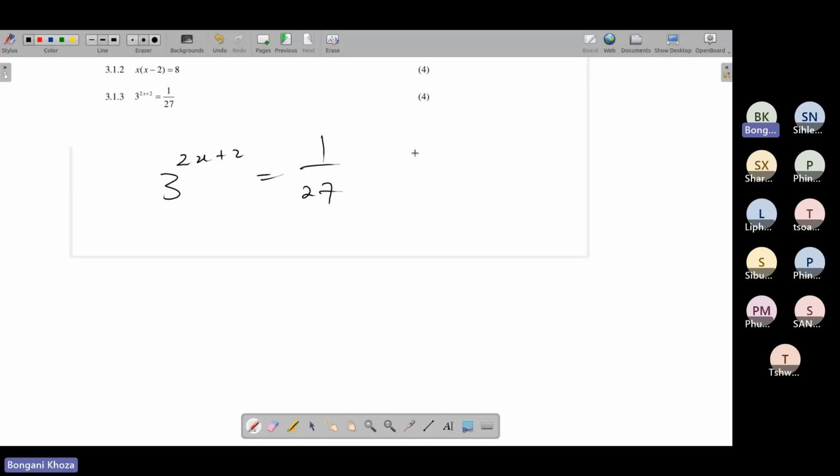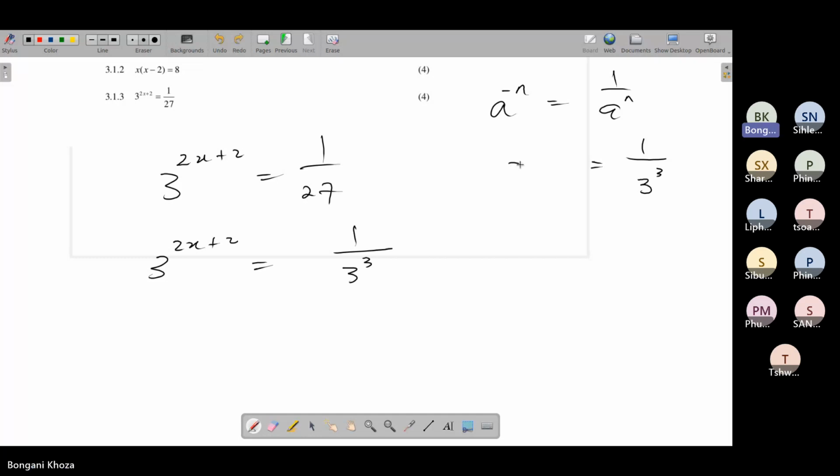Right. So to do that, you can change 27 to its prime factors, which will give you 3 exponent 3. And then here you can remember that if you are given this, you end up with that. So we are just reversing this. That means we are given 1 over 3 exponent 3. We are now reversing it. This will now be 3 exponent minus 3.